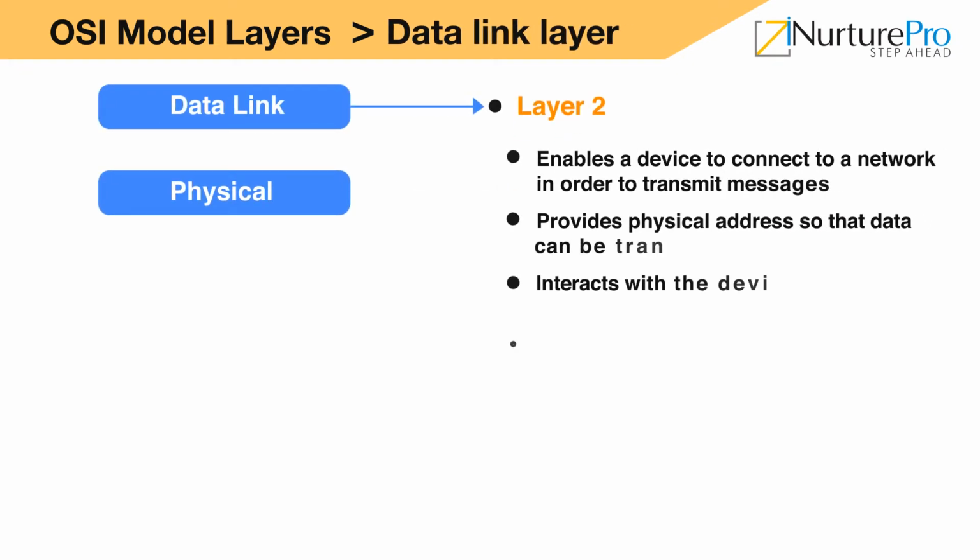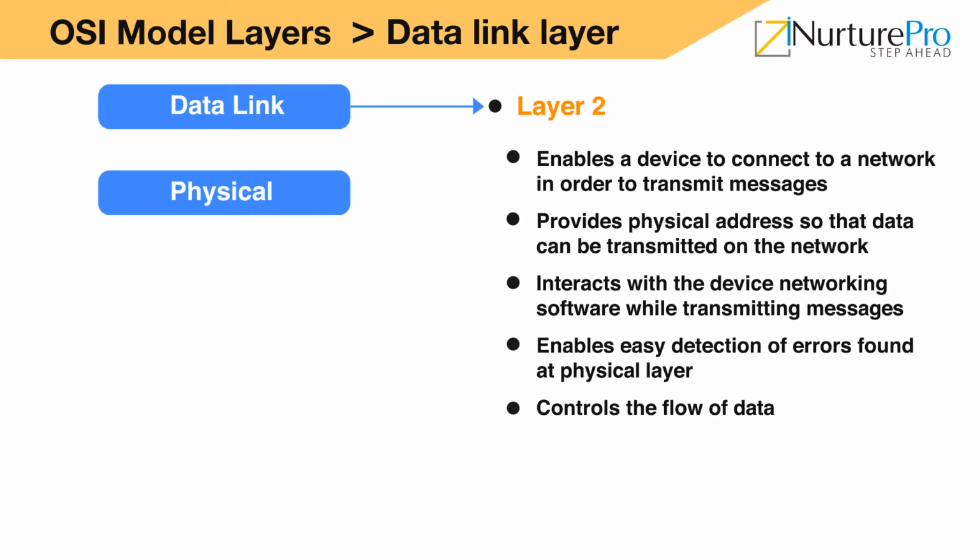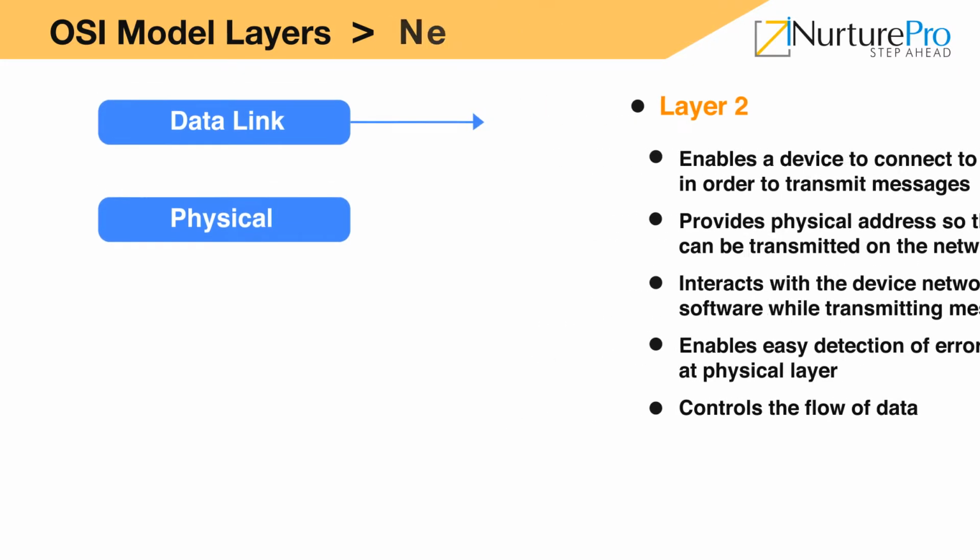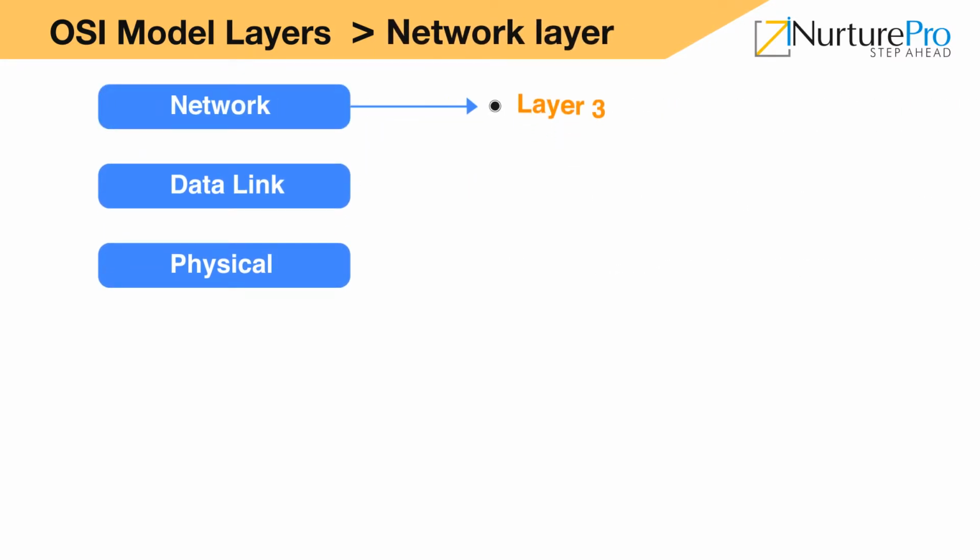This layer first divides the data into frames and then into bits that are transformed into electronic signals and transmitted over the network. Frame is nothing but a unit of data. At the destination computer, these bits are reassembled into frames so that the upper layers can process them. Data link layer also helps in identifying data corruption. Network layer is the third layer in the OSI model.